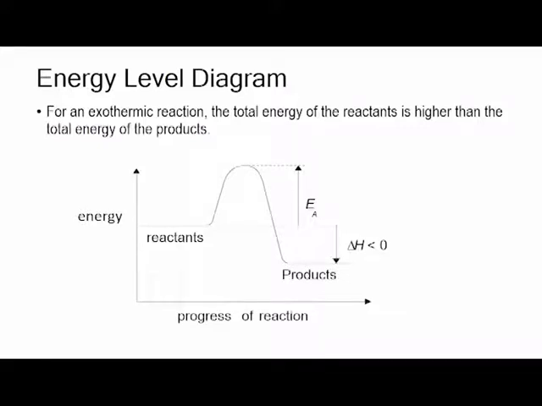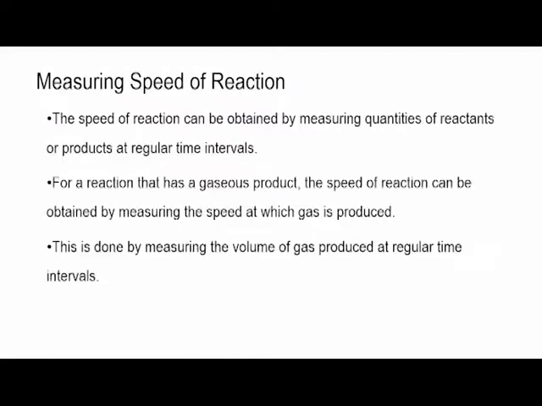The energy level diagram shows the energy level of reactants and products for an exothermic reaction. The energy level of the reactants is higher than that of the products, and therefore the energy change is less than 0, so it's an exothermic reaction.